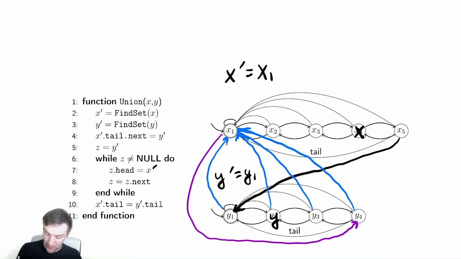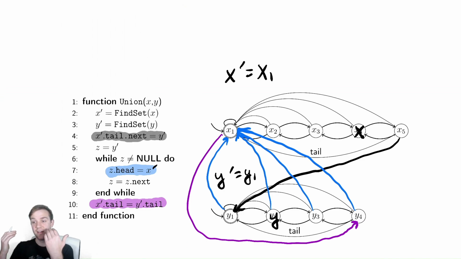Now, let's look at what we have. If I highlight this accordingly, I'm going to be assigning these head pointers. I'll highlight that in blue. I'm going to be assigning the tail pointer its next value. That's what I did in black. And I'm going to be assigning the tail pointer of x prime to be whatever the previous tail pointer for y prime was. That's the stuff I did in purple. So that's how this method works. You take the first linked list and add the other one onto the end.